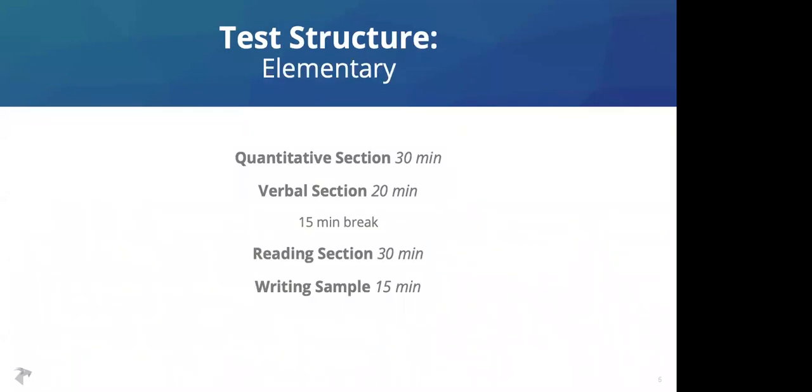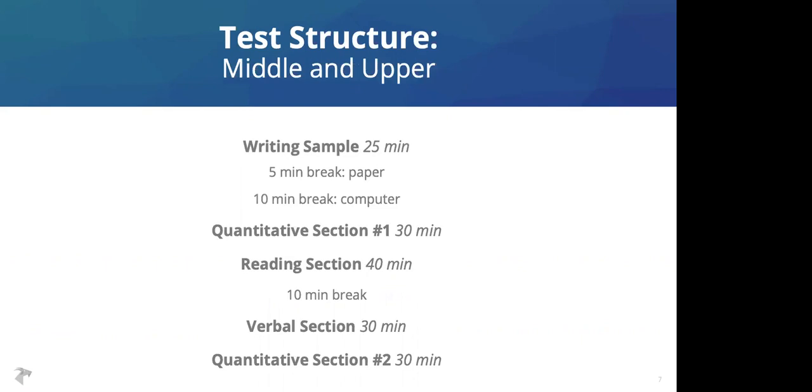The elementary level consists of 4 sections: quantitative, verbal, reading, and writing. The middle and upper levels consist of 5 sections: writing, quantitative 1, reading, verbal, and quantitative 2. Next, we'll take a deeper dive into each section of the test.